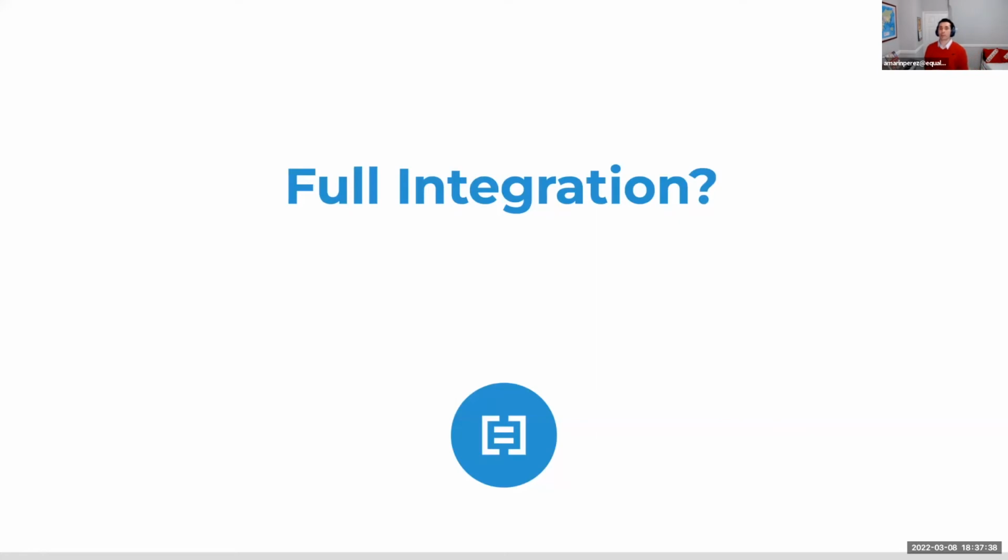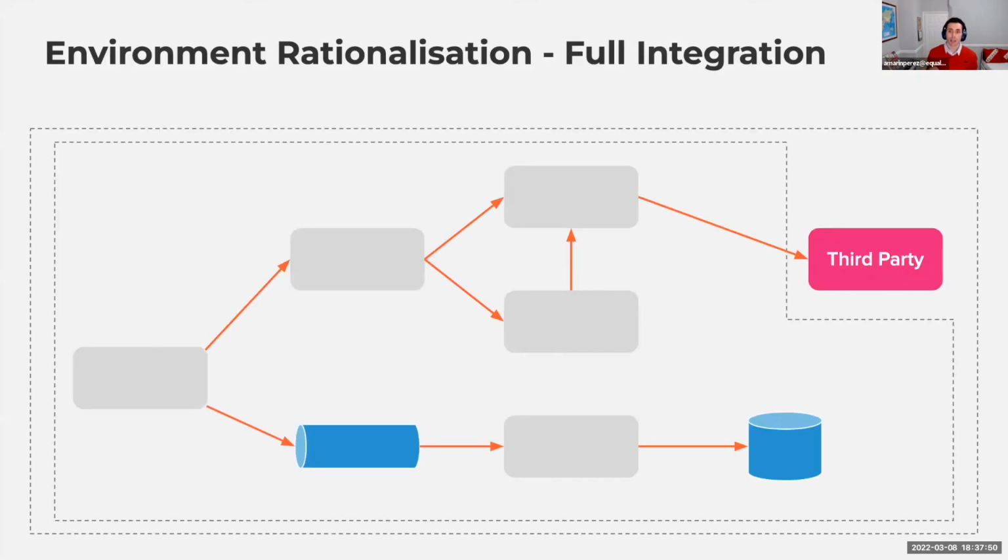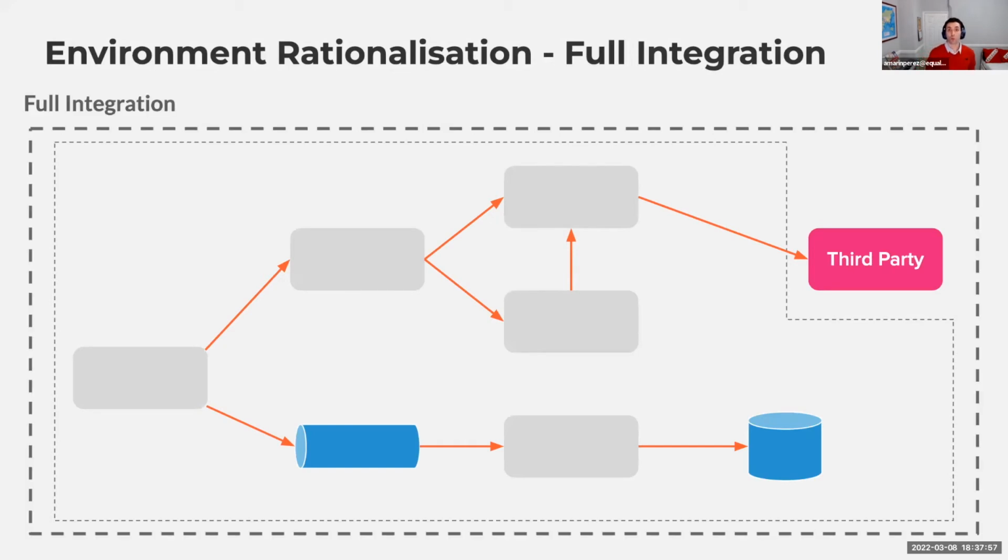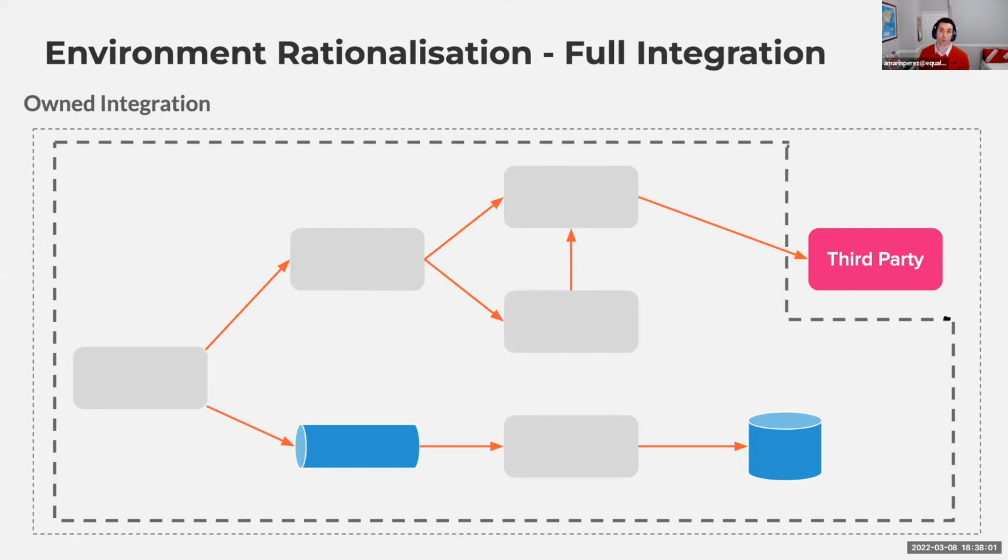How about the full integration environment? Okay, the thing with full integration is very closely related to owned integration, right? We said before, mainly the difference is the third-party component. So if this is an example of your system, then this particular boundary would represent your full integration environment. This particular boundary would represent your owned integration environment. Now, the real picture wouldn't be as nice as this. It wouldn't be one system with two different boundaries. It will be two different systems.